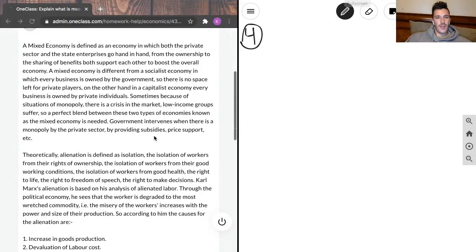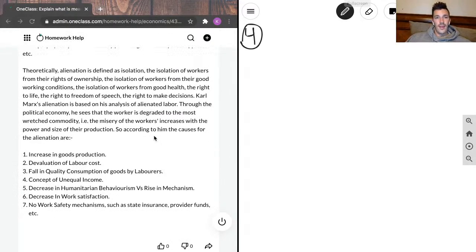Also to add to that, so what is alienation? Theoretically, alienation is defined as isolation: the isolation of workers from their rights of ownership, from their good working conditions, from good health, the right to life, the right to freedom of speech, and the right to make decisions. Karl Marx's alienation is based on his analysis of alienated labor.